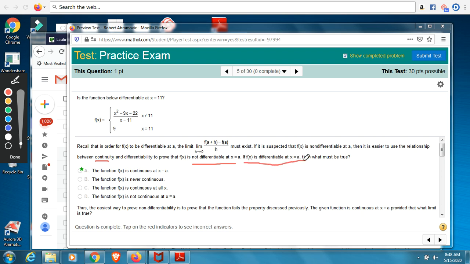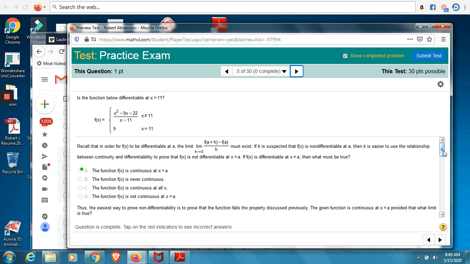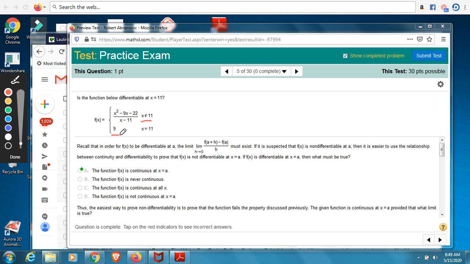So if f is differentiable, the function must be continuous. Like we said, differentiability implies continuity. So you had a homework problem where you had a function that is defined piecewise. It's an expression for x not equal to 11, and it's 9 for x equal to 11. And then your question is, is the function continuous, and is the function differentiable at, say, x equal to 11? This is just asking about differentiability, but we could also ask about continuity.